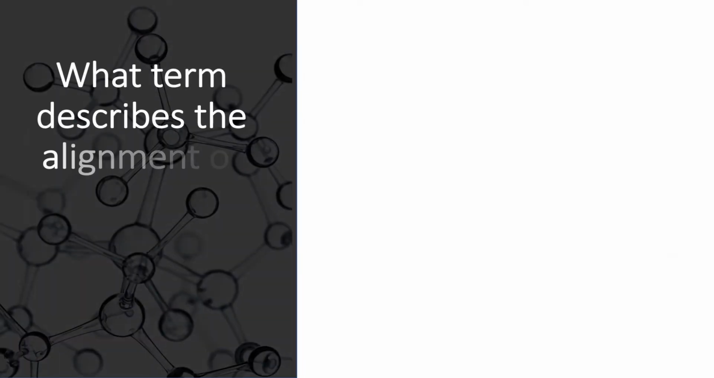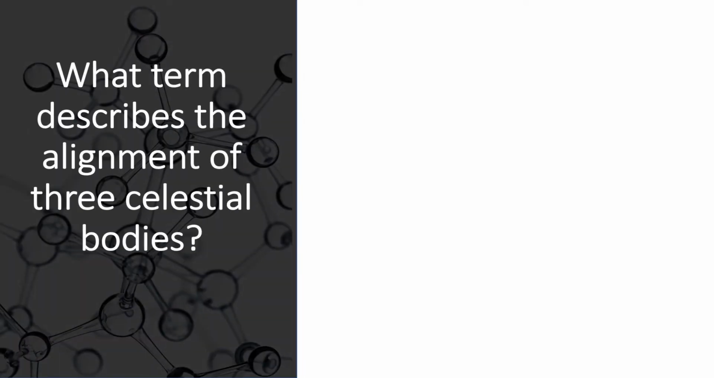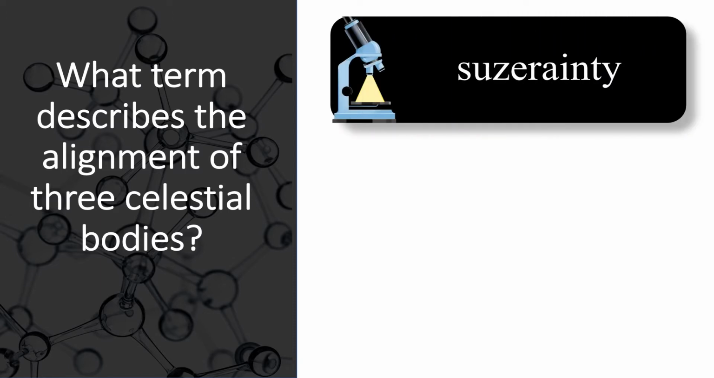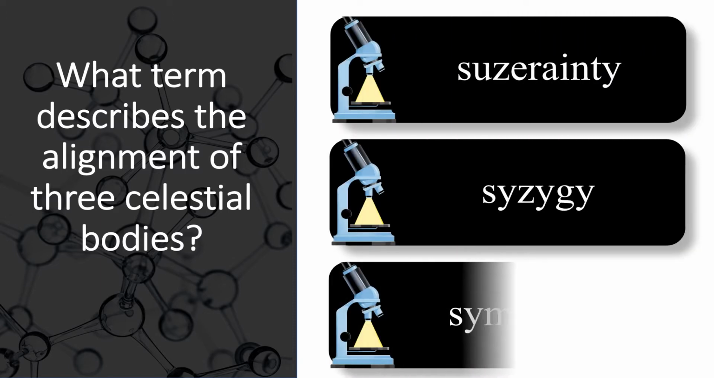What term describes the alignment of three celestial bodies? Is it suzerainty, syzygy, or symbology?